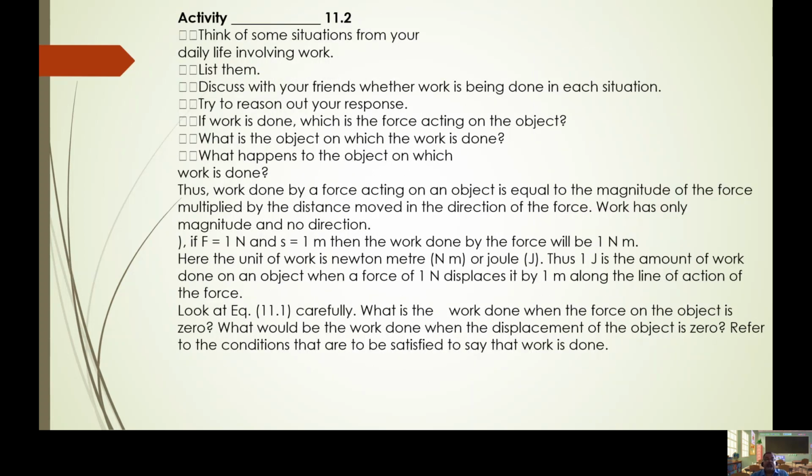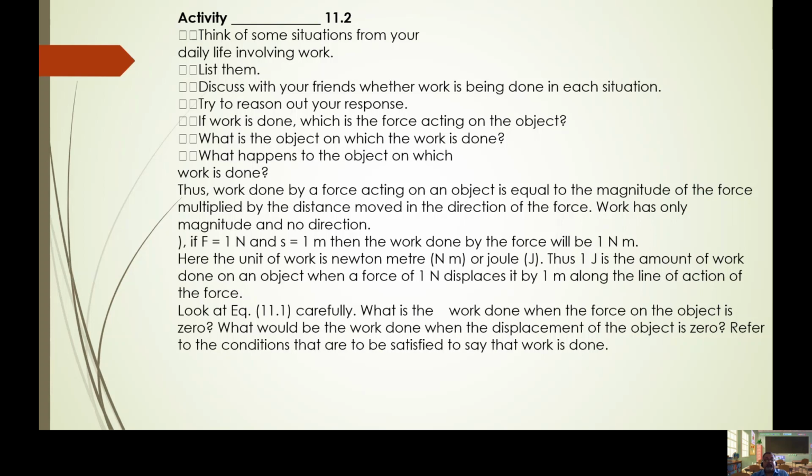Activity. Think of some situations from your daily life involving work. List them, discuss with your friends whether work is being done in each situation. Try to reason out your response if the work is done. Which is the force acting on the object? What is the object on which the work is done?